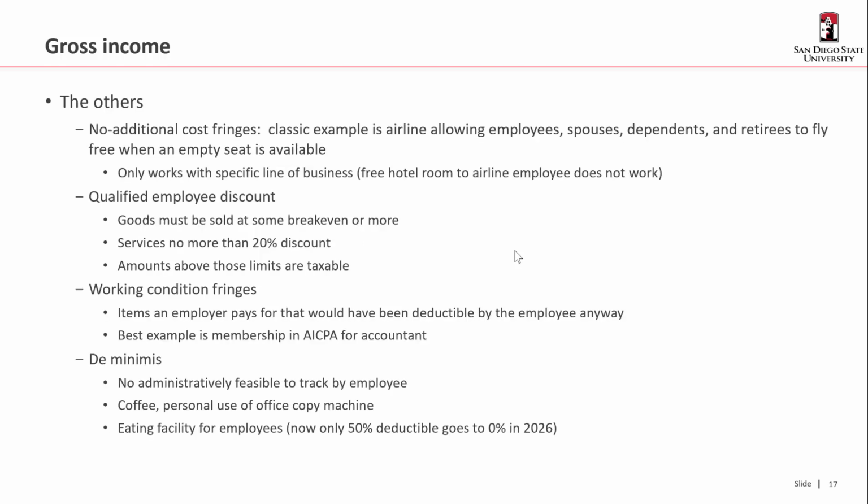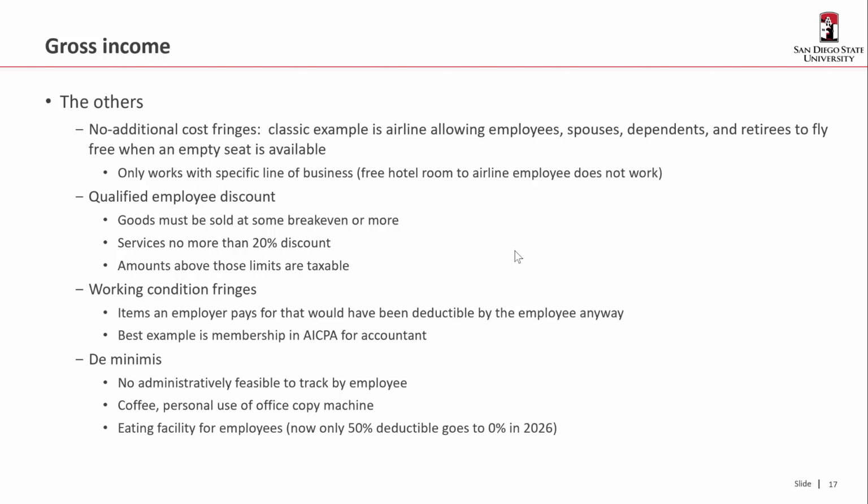So there are others, no additional cost fringe benefits. The classic example is airlines that allow their employees, spouses, dependents and retirees to fly for free when an empty seat is available, right? If they allow them to reserve those seats, then there's no exclusion. And it only works with a specific line of business. So if an airline owned an airline and a hotel chain, if you're an employee of the airline, you get the no additional cost fringe on the airline, but not the hotel. And if you work for the hotel, you might get the free hotel room, but you're not getting the free plane trip.